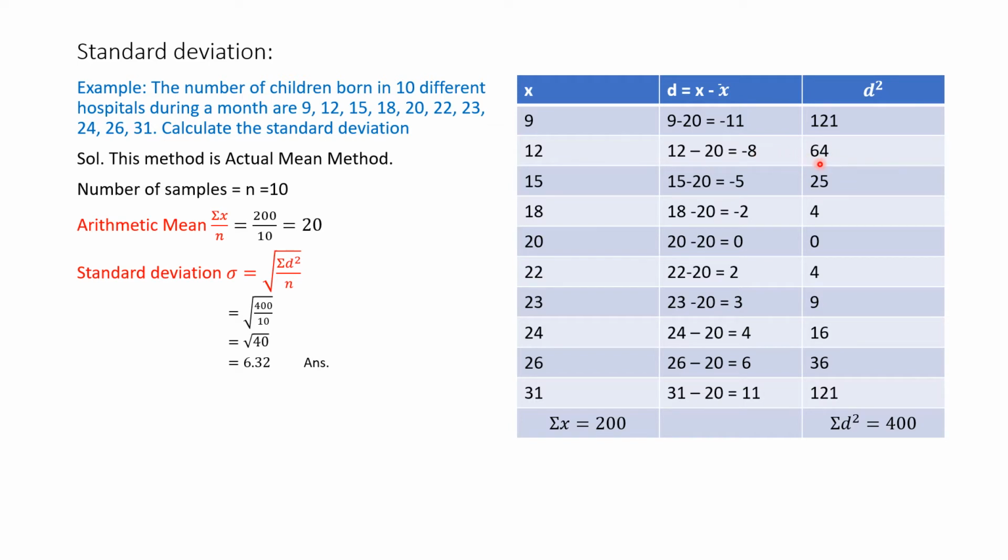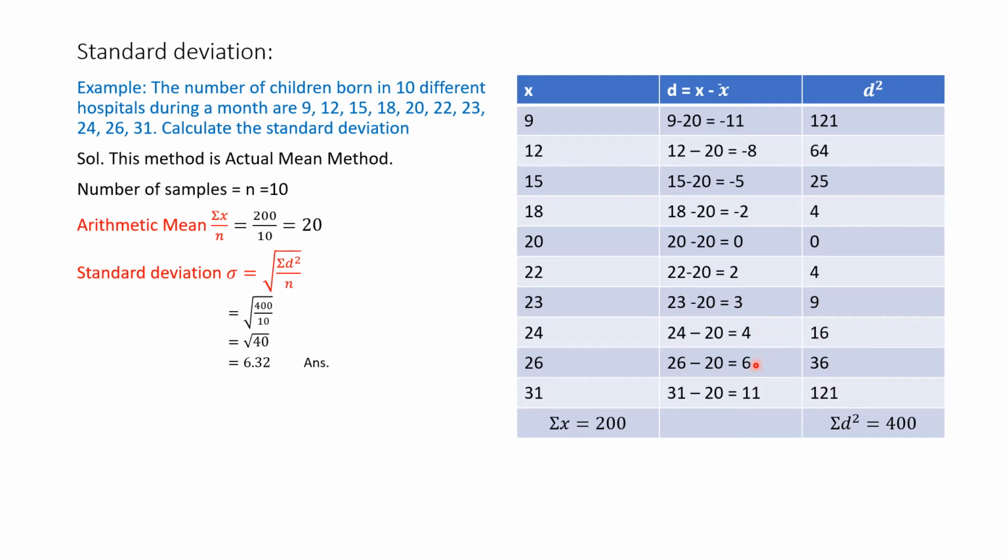That is plus 64. Minus 5 into minus 5 is plus 25. Minus 2 into minus 2 is 4. Therefore, 0 square is 0 only. Here the value is 2, 2 into 2 is 4. 3 into 3 is 9. 4 into 4 is 16.